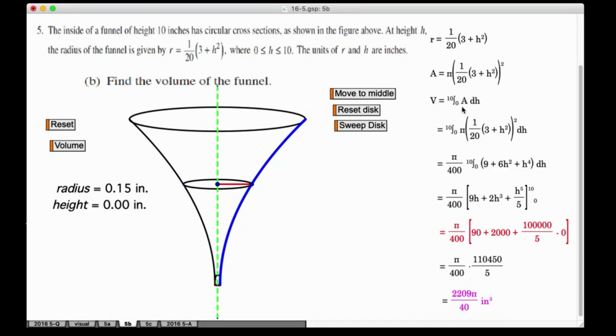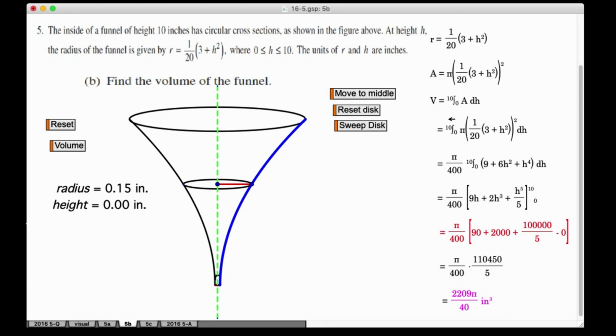Now, if you notice here, you want to look at units. Area is going to be inches squared in this case. dh, the change in height, is going to be in inches, even though it's infinitesimally small, close to 0. So inches squared times inches would be inches cubed, which is volume. It's always good to check units. If I get confused, I look at units. It usually helps me out a lot.